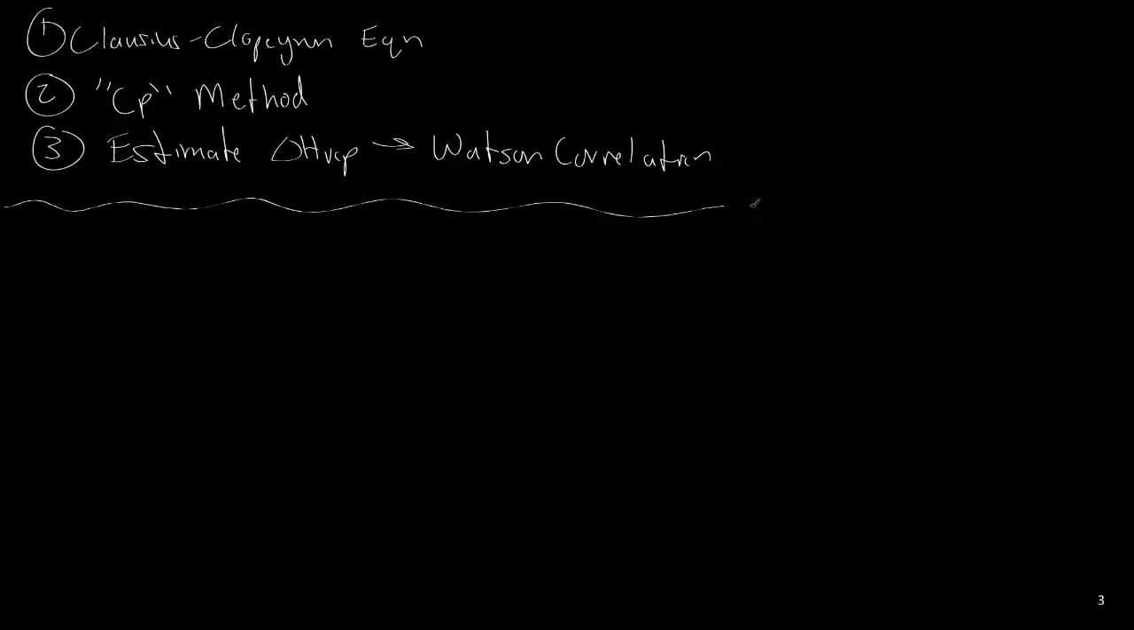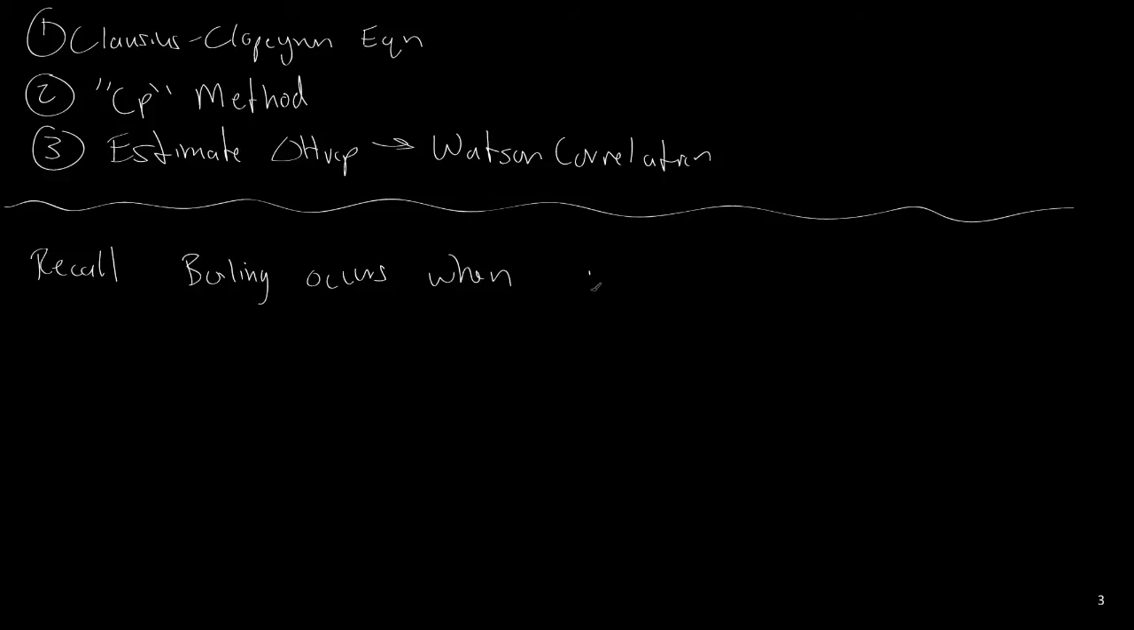So starting off, before we actually move into using the Clausius-Clapeyron equation, let's do a really quick recap on how pressure actually influences the heat of vaporization. So recall that boiling occurs when the vapor pressure, P star, is equal to the system pressure.